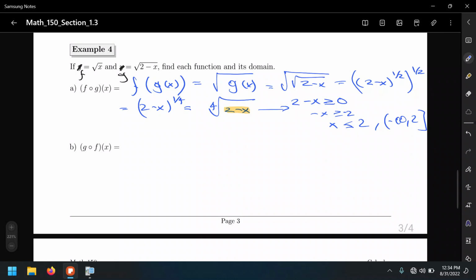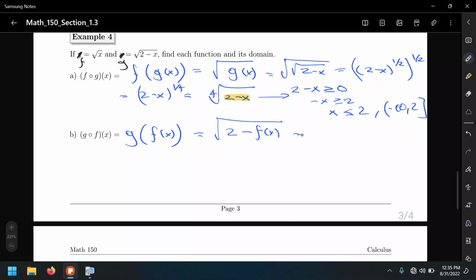Okay, let's do the composition the other way, in the other direction. In this case, this is going to be the g function evaluated at f of x. So number one, what's the g function in this case? That's the square root of 2 minus x. Alright, minus, in this case, f of x. And what's f of x in here? 2 minus the square root of x.